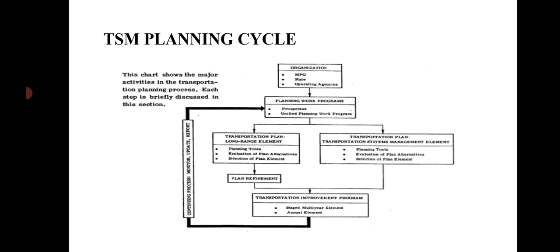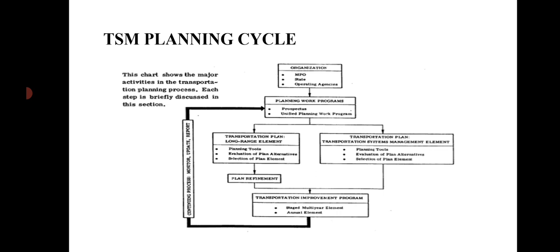So this long range element, that means we are providing facilities, major changes in existing facilities and long range policy actions, identification of planning tools for analysis of alternatives, evaluation of alternatives like travel demand forecasting, that is to be used as a planning tool, then decision making for selecting most promising alternatives. So all that comes under long range element. And transportation system management element caters to short range transportation needs and makes the existing system efficient.